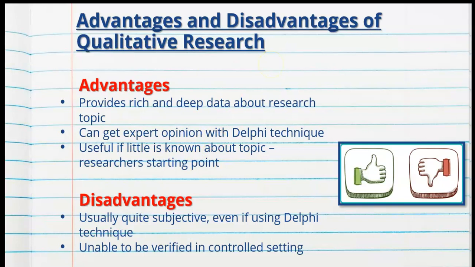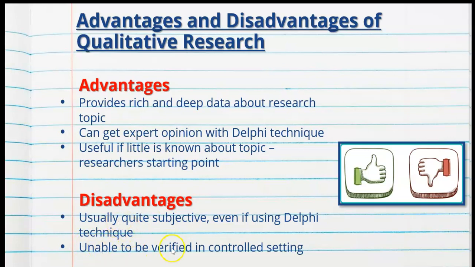So there's a myth that qualitative data is worse than quantitative data. Not necessarily. It depends on obviously the area that we're studying at the time. Now, disadvantages, usually quite subjective. Even if using the Delphi technique, there may be some differences depending on what one expert says versus another expert. So it's always going to be subjective. Therefore, validity is always going to be questionable at best.